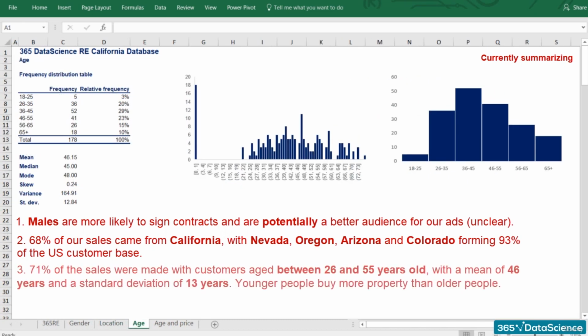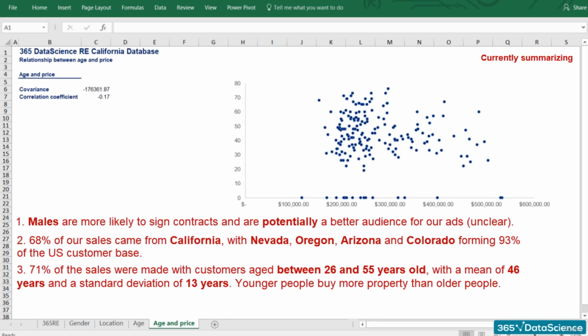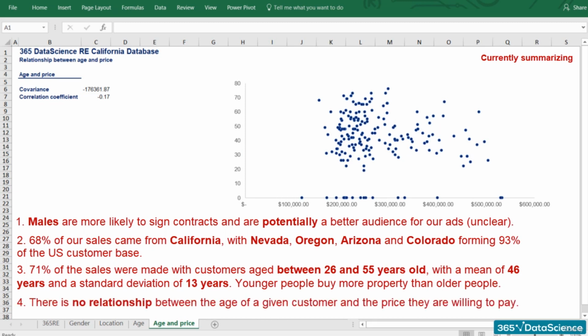Third, 71% of sales were made with customers aged between 26 and 55 years old, with a mean of 46 years of age and a standard deviation of 13 years. Moreover, the distribution is right-skewed, so we expect younger people to buy more property than older people. Finally, there's no relationship between the age of a given customer and the price they are willing to pay.